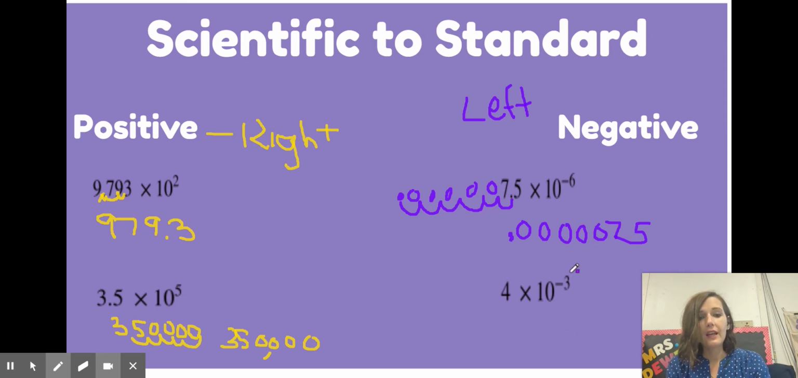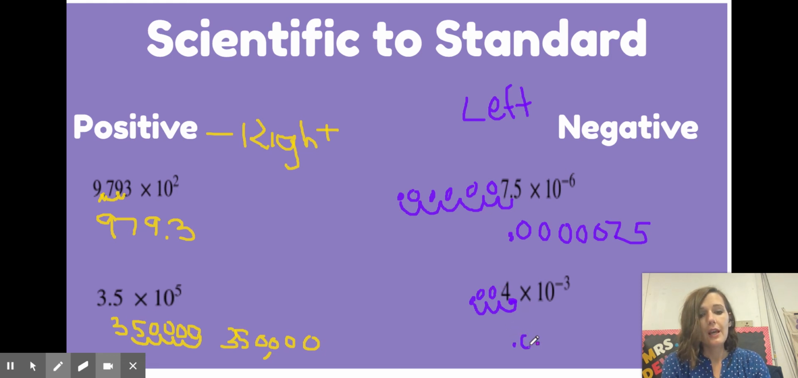So one more, -3. So again, I don't have a decimal, but if you don't have a decimal, it's right here, okay? You don't add a decimal with the whole number, but there is an imaginary decimal there. So -3, you go 1, 2, 3. Okay, and I had to add 2 zeros.